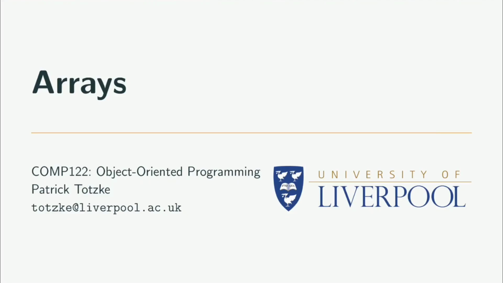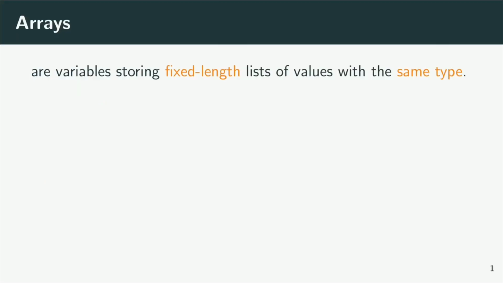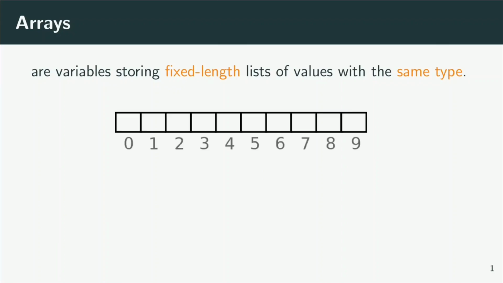All variables that you've seen in the previous video had a primitive data type, meaning they were either integers, doubles, floats, strings, or booleans. Let's have a look at the first compound type, namely arrays. Arrays are variables that store a fixed length list of values which have the same data type.